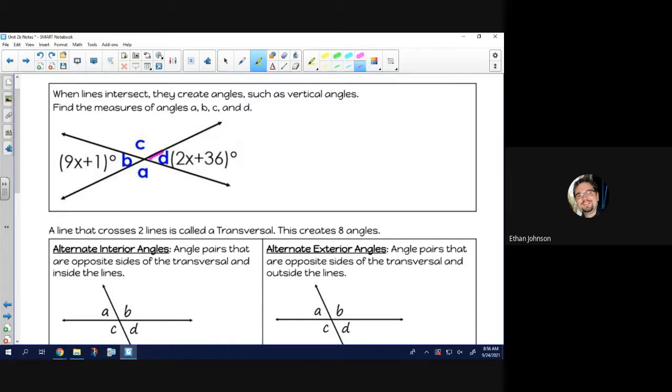So I know angle D and angle B have to be congruent because they're vertical angles. I know that angle C and angle A have to be congruent because they are vertical angles.